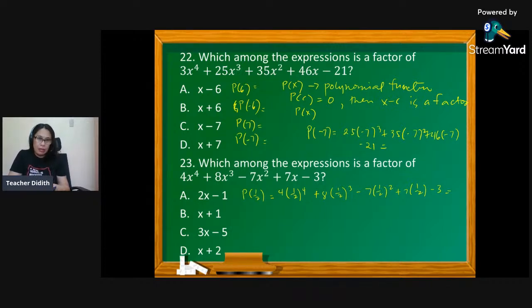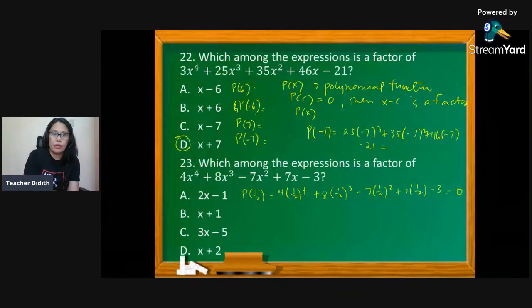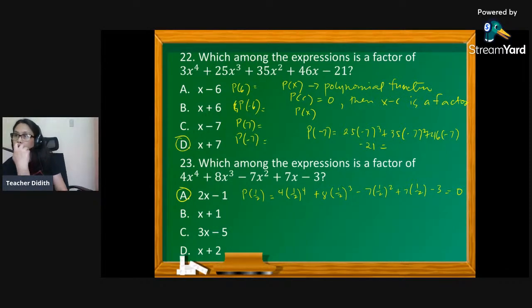Okay. Let's see. Plus 8 times 1 half again, and this is cubed. Minus 7 times 1 half squared plus 7 times 1 half minus 3. And it's 0. Correct. So the answer is A. Plot twist, no answer yet.